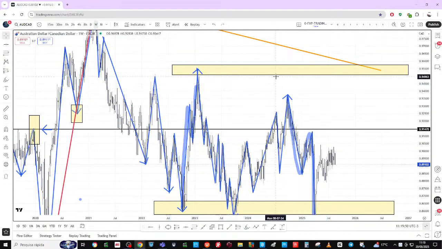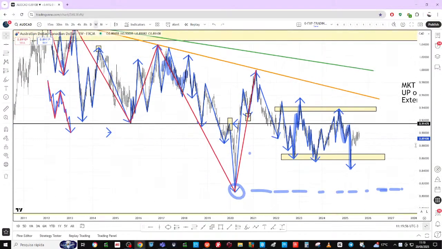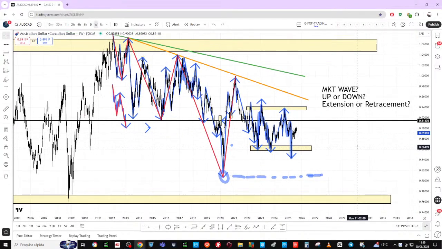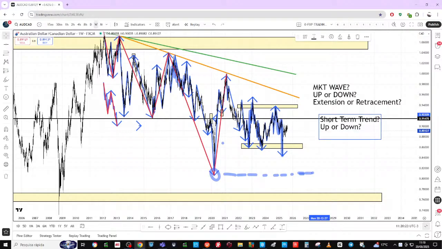In the meantime, everybody, what are you going to tell your trader? To buy the red pattern called market wave or to sell? And the second question is, what are you going to tell your trader, which is you, the analyst, about the short-term trend? How is the short-term trend? Is it up or down? And is it in an extension or retracement?